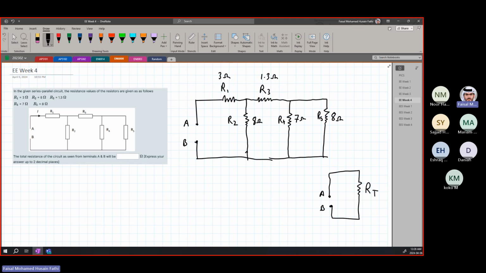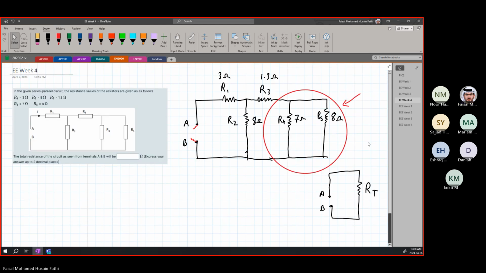Always start from the point that is furthest from your voltage source or from your nodes, which in this case are A and B. You will start from the furthest point, here, and you will look at the circuit. So the first thing we will look at is this part. Now I want you guys to answer me. Are these two in parallel or are they in series?